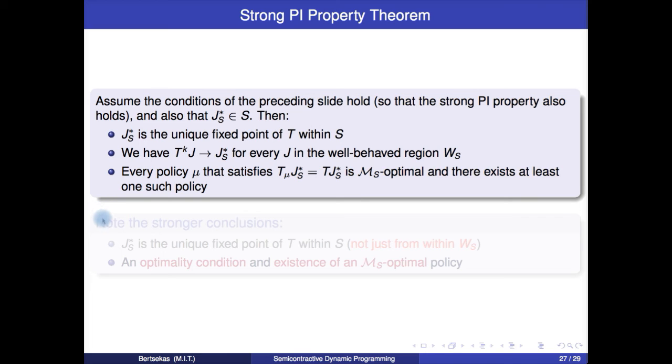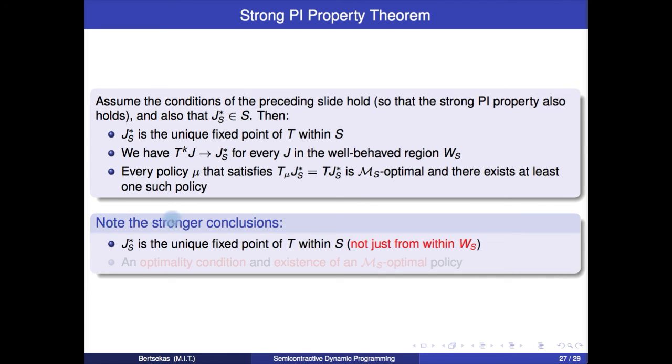Now, this condition is similar but a little stronger than the one that we obtained under the weak PI property. In particular, Js star is the unique fixed point of T within S, not just within the smaller set Ws. Moreover, we have this optimality condition, which also provides for verification of existence of an S-regular policy that's optimal for the restricted problem.